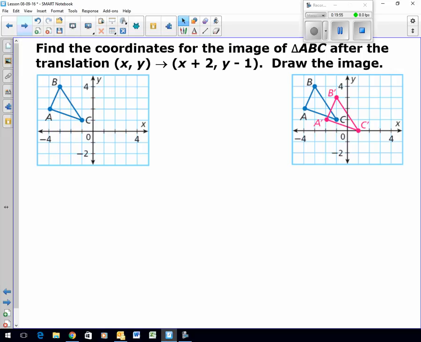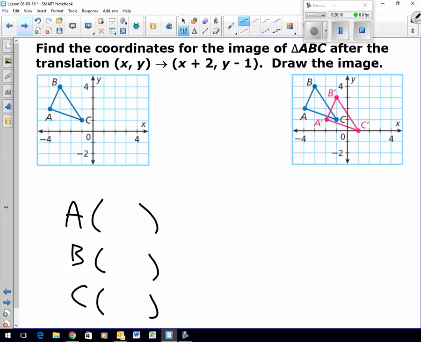Okay? Real quick, write down for me, please, your pre-image coordinate points for A, B, and C. All you have to write down is the coordinate points. In other words, what's A, what's B, what's C. Come across, get some volunteers, see what y'all got.